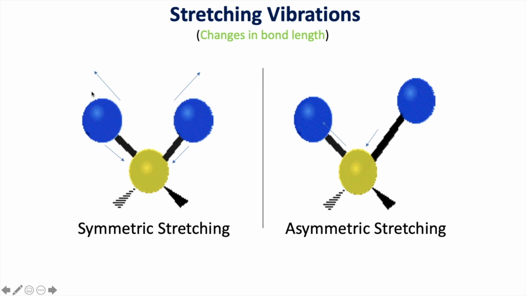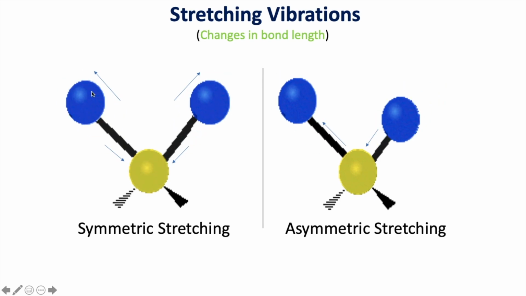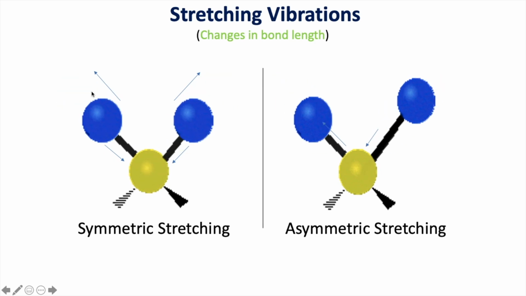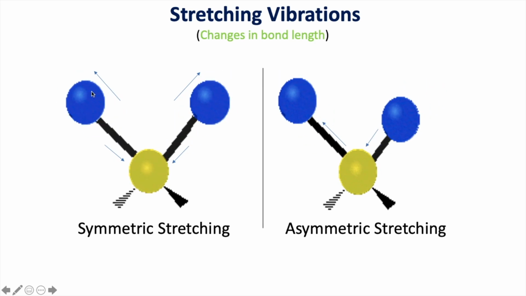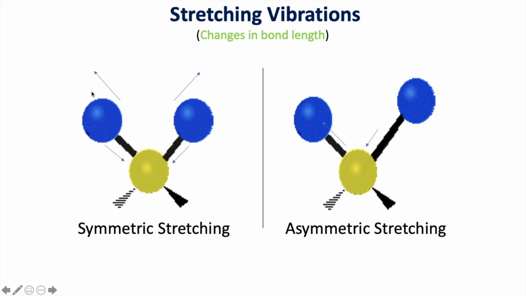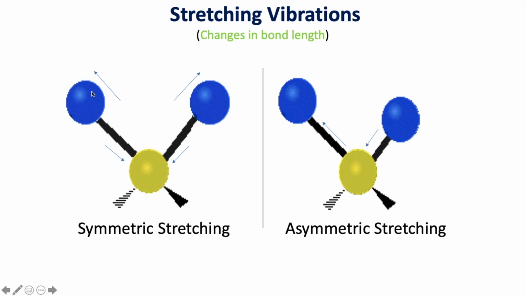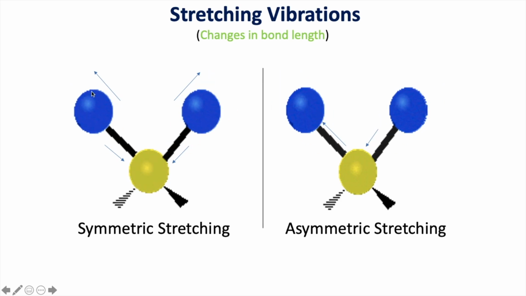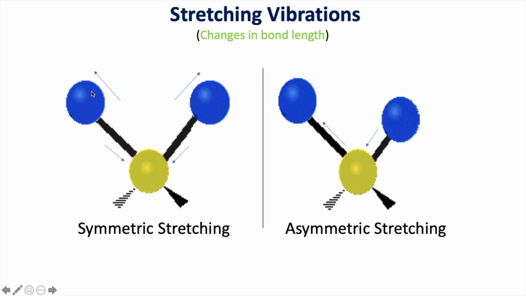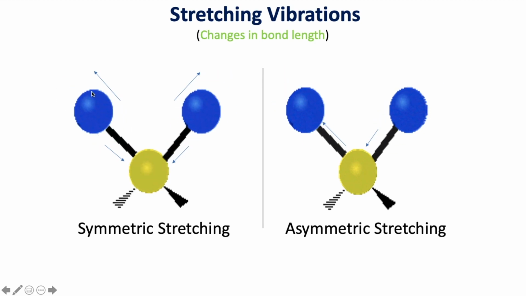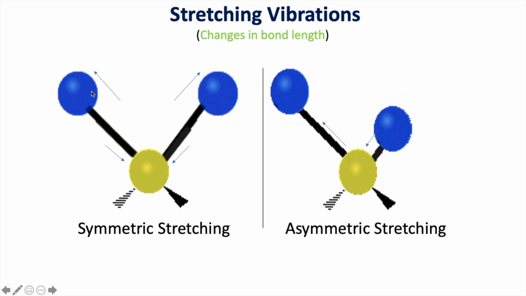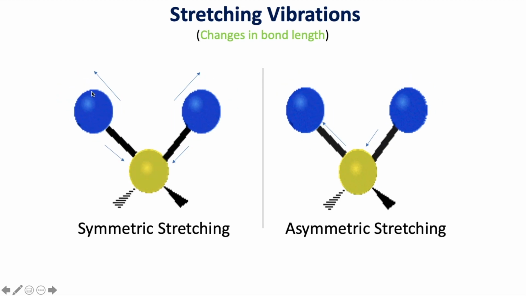Stretching vibrations. These vibrations are defined as periodic back and forth movement of the atoms connected to the central atom along their covalent bond axis. During these vibrations, changes in bond length are noticed, whereas the bond axis remains the same. Stretching vibrations are of two types: symmetric stretching and asymmetric stretching.